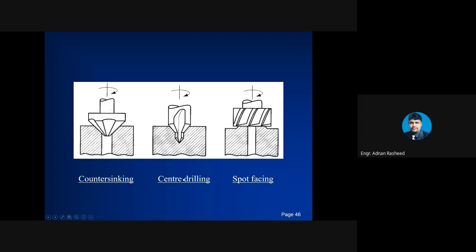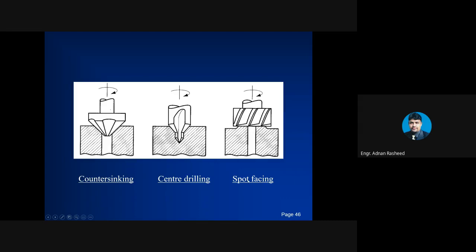Now centering. Centering is used to create the center of any part. For example, if you are going to perform a turning operation, for that you have to identify its center, and for a dead or live center you have to create the drill center. So for that purpose you perform center drilling.